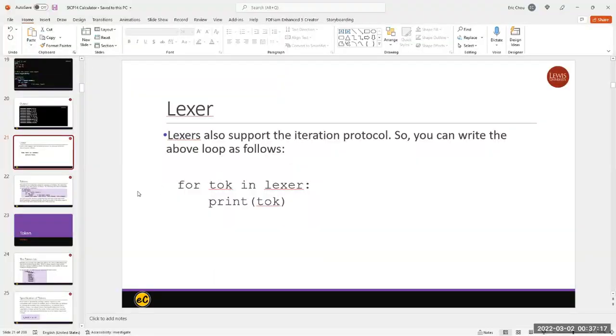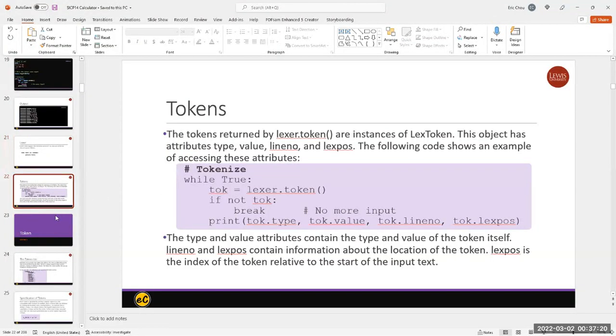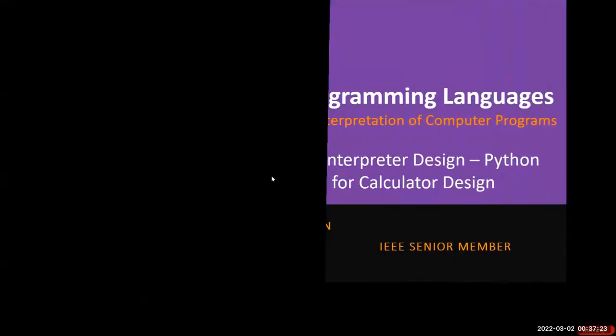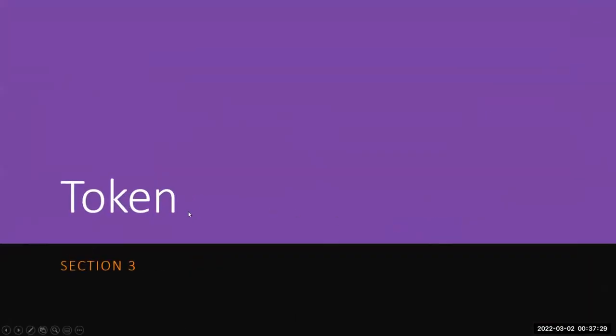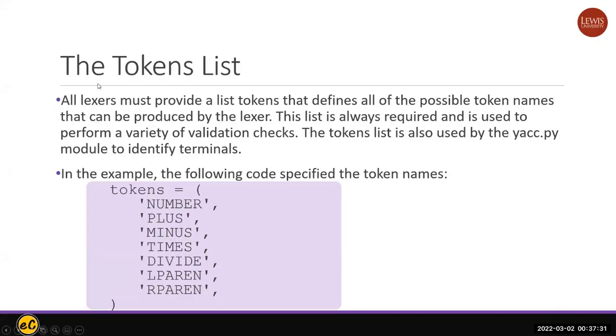So this portion, we have the next, so let's look at the next one. We have the token, okay? So let's look at section three, the token. So for token, we actually have the token list. All lexers must provide a list of tokens that define all the possible token names that can be produced by the lexer, okay? The list is always required and is used to perform a variety of validation checks, okay? The token list is also used by the yacc.py module to identify the terminals. So here you have a token list.